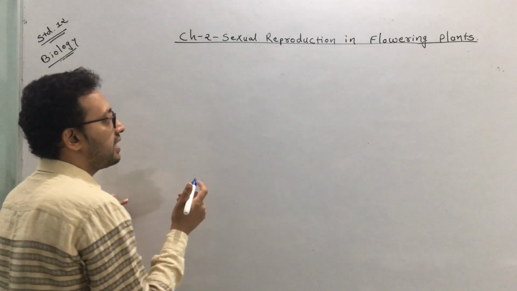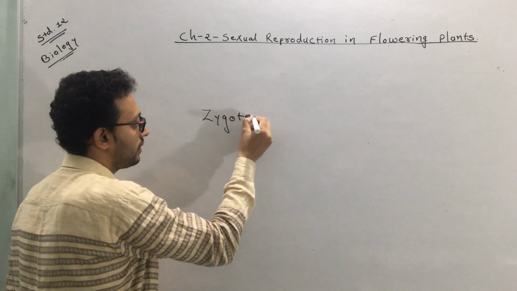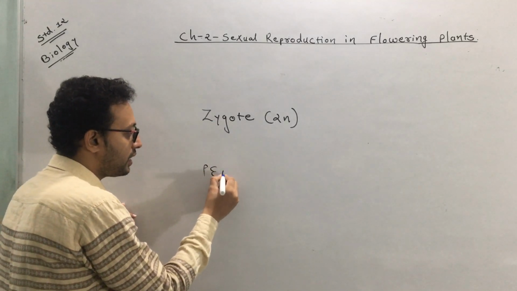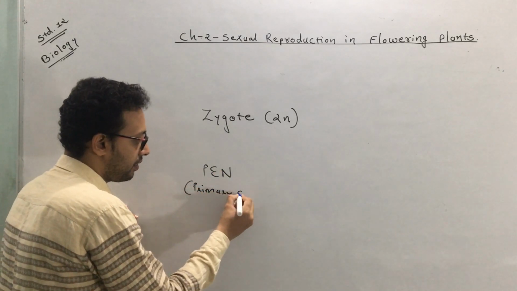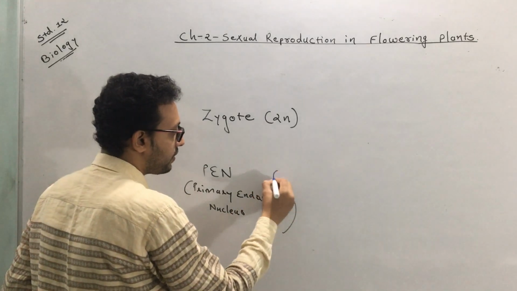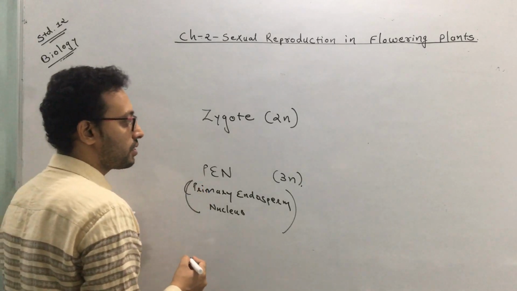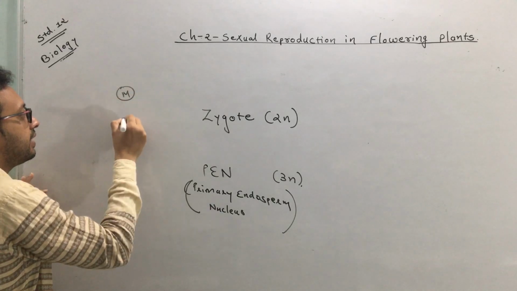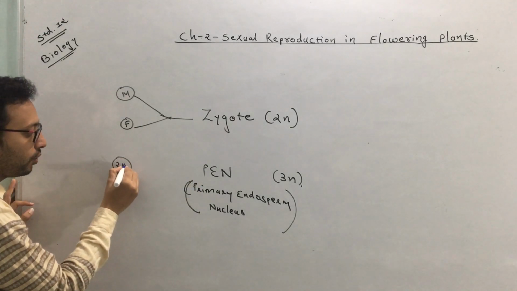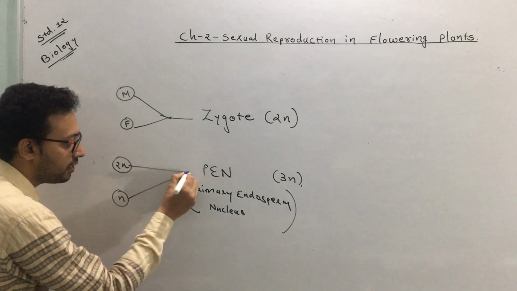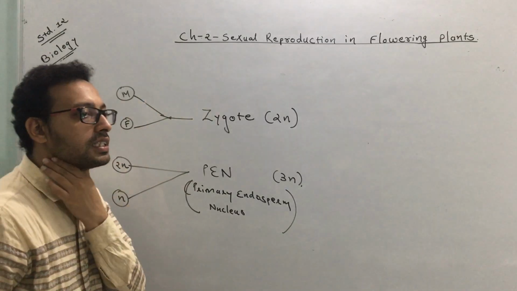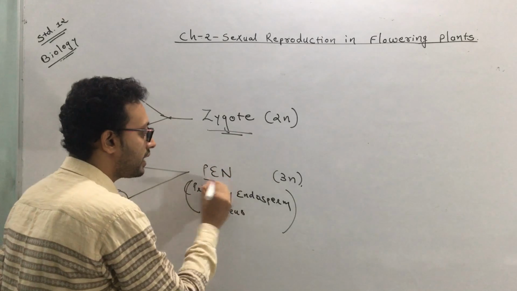So at the end of double fertilization, what do we have? We have a zygote. This zygote is diploid. This is a product of the first fertilization. And in the second fertilization, we have a product called PEN, primary endosperm nucleus, and that is 3N, triploid. The zygote is formed by a fusion of male and female gametes. PEN is formed by a fusion of polar nuclei 2N and the other male gamete. As there are two fusions, first time and second time, that's why we call it double fertilization. But ultimately we have two products, one zygote and the second one is PEN.